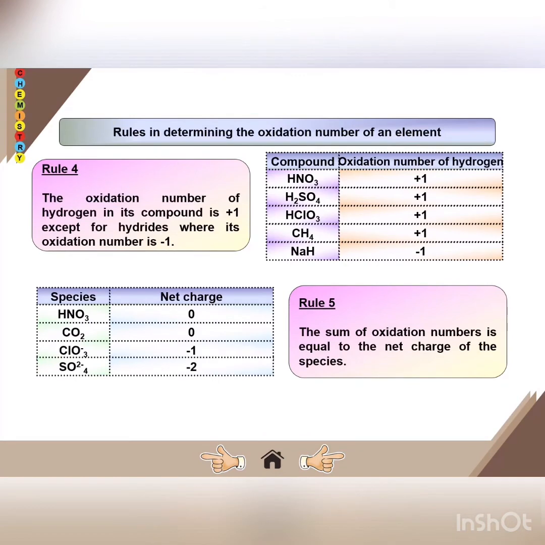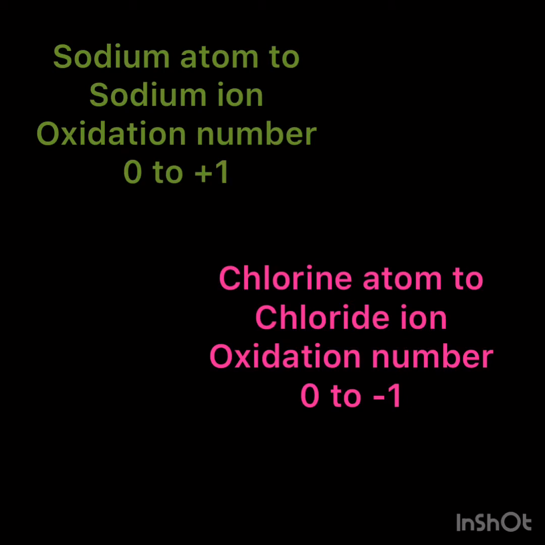So it undergoes oxidation. Whereas chlorine is neutral in the periodic table. It gains one electron to become chloride ion, which is negative 1. So 0 to negative 1, it becomes a decrease in oxidation number. Then it means it undergoes reduction. So please remember, increase in oxidation number means oxidation, decrease in oxidation number means reduction.